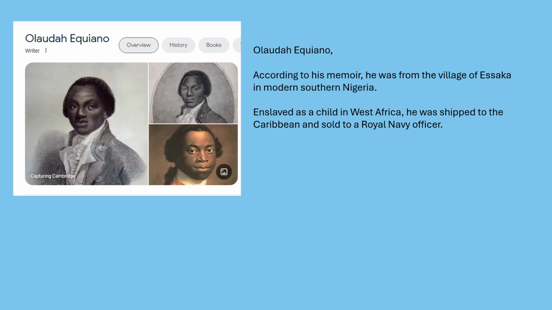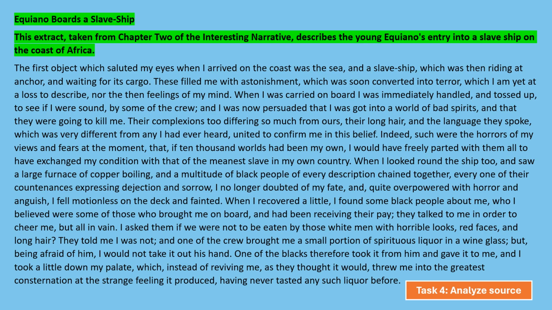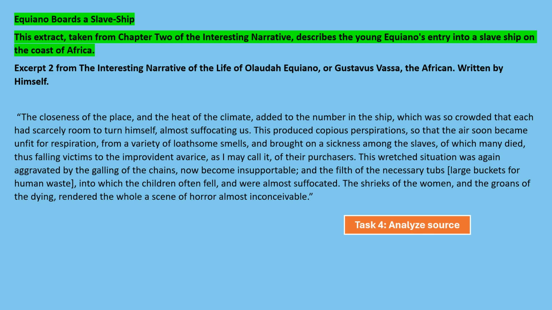As far as slave stories go, here we have another document that you are going to have to become familiar with. And the task here is to analyze the source. And this is a first-hand account of what this slave encountered. And so the expectation here is you're going to have some understanding about this particular document. We have the same source, different excerpt. This is excerpt 2.